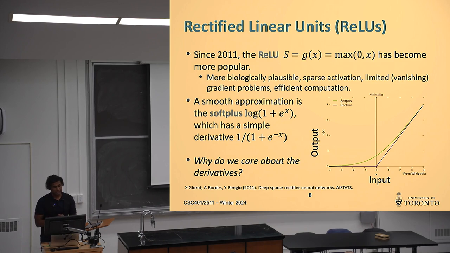It's also good for efficient computation. There are also many flavors of it, like smooth approximations such as softplus, which also has a smooth derivative. Now, as I was saying, why is being able to take derivatives important?